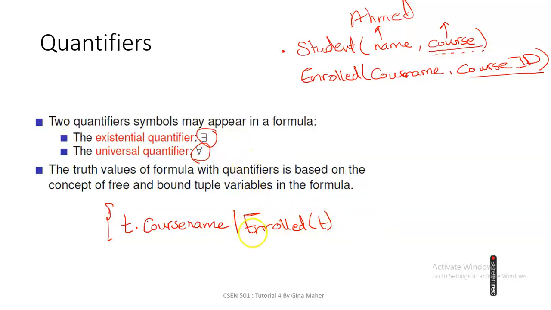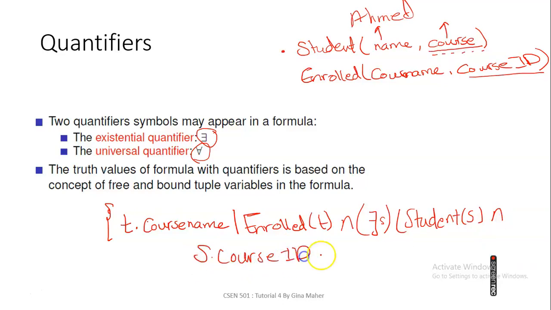Let's continue here. Now we want the course name of student Ahmed, which in this case could be one or more. So we are going to use there exists. So we are going to write and there exists s, which is student s. In relational calculus, we should write the condition of the join by ourselves. So in this case, we are going to write and s.course ID equals t.course ID and s.name equals Ahmed.